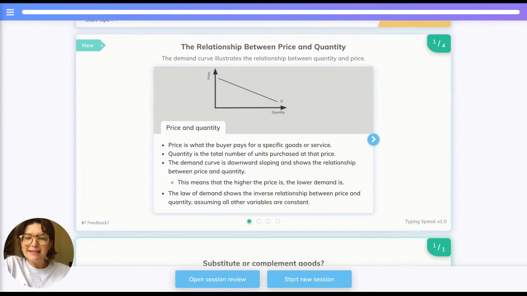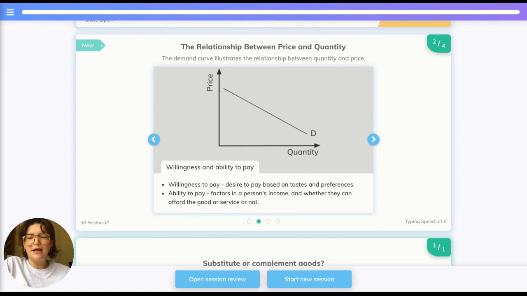So the demand curve illustrates the relationship between quantity and price. Price is what the buyer pays for a specific good or service, whereas quantity is the total number of units purchased at that price. So if we had a demand curve, its shape is downward sloping, and on the x-axis you'd have quantity, and on the y-axis you'd have price, which effectively means that the higher the price is, the lower the demand is. So the law of demand states that there is an inverse relationship between price and quantity, assuming all other variables are constant, which is our concept of ceteris paribus, which we covered earlier.